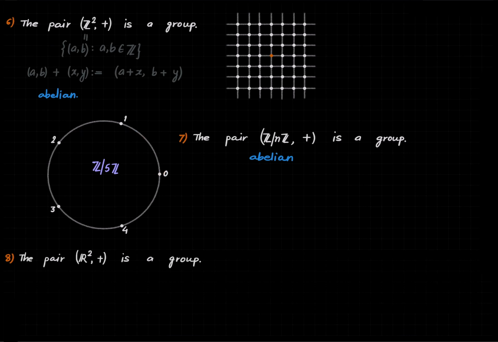Anyway, and now another very boring example, R2 under its usual vector space addition, the coordinate-wise addition, is a group. Exercise. This is also abelian. Everything so far has been abelian. Alright, next.